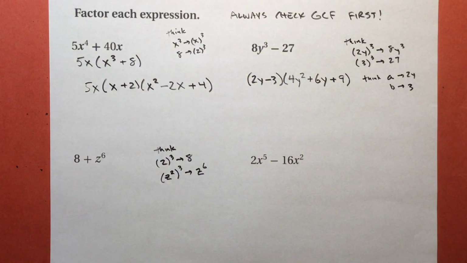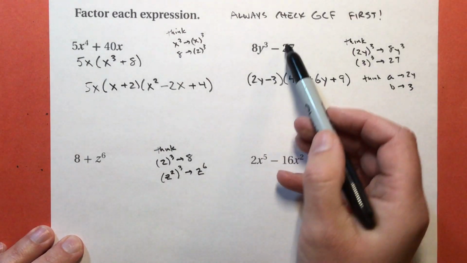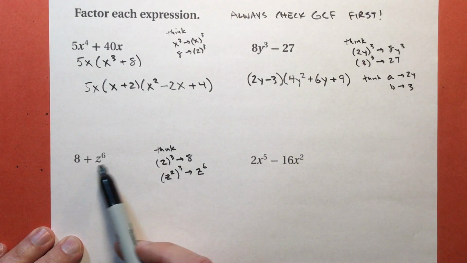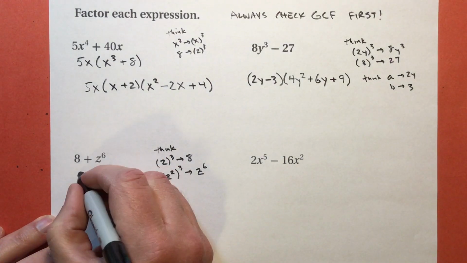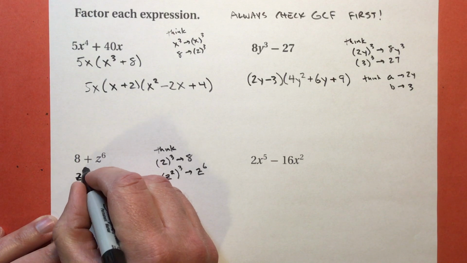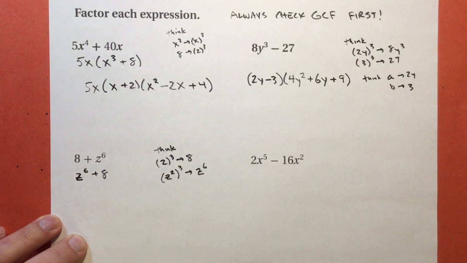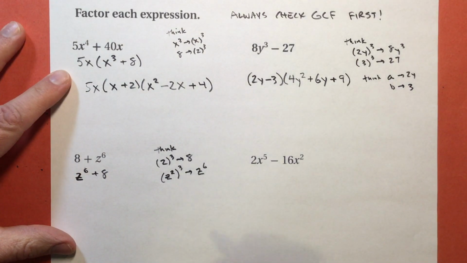All right, now I'm going to do one thing just because I like things to be kind of clean. This is not going to work if I have subtraction, but it is going to work because of addition. I just like it to be in standard form, or best form. So I'm just going to turn this around. This is z to the 6th power plus 8. I just turned it around. Commutative property, it's fine. All right, everything else is going to be the same.